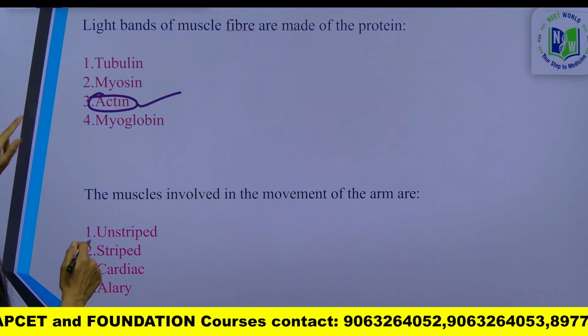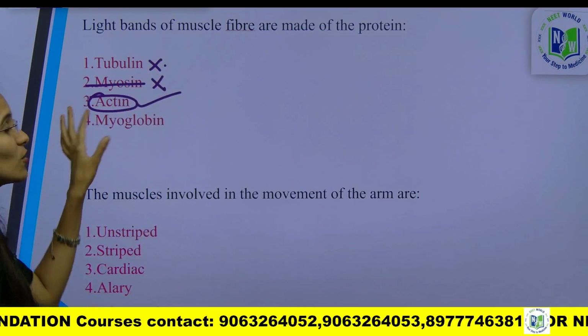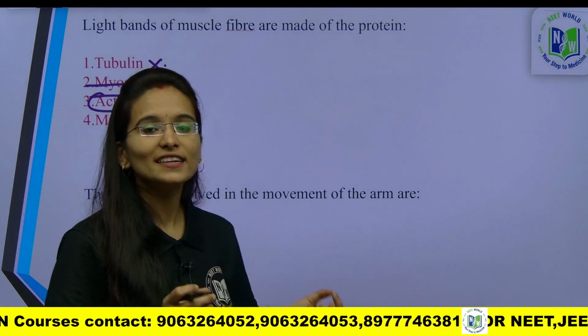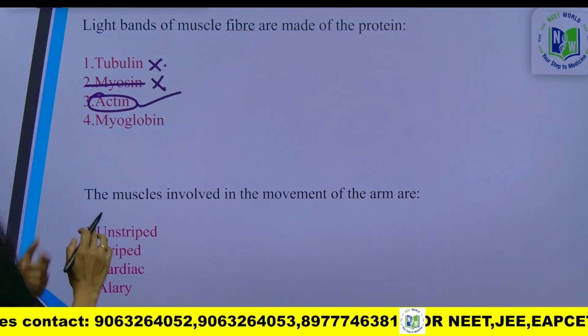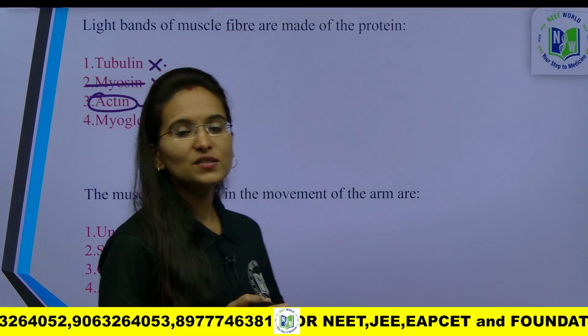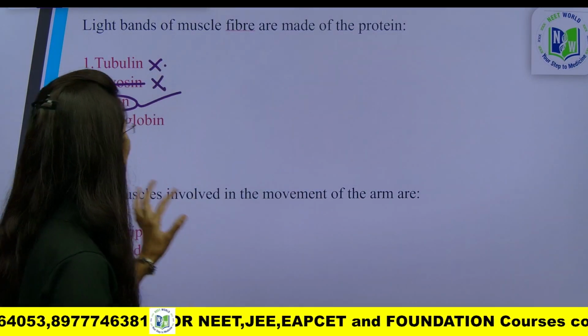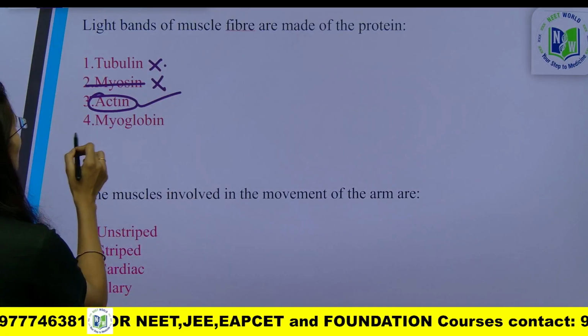And next, coming towards option 2, myosin. This is also the wrong option because myosin is a thick filament, actin is a thin filament. Okay, and the actin is going to show the light bands, whereas myosin is going to show the dark bands with thick filaments.